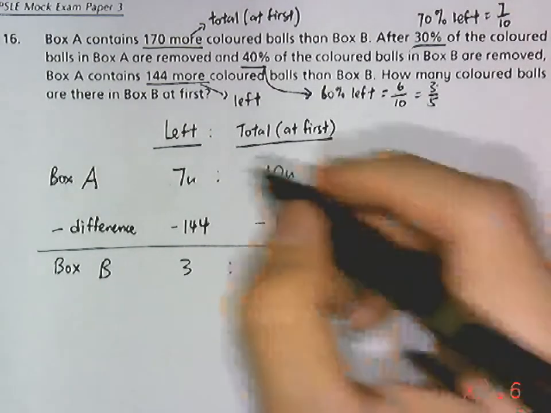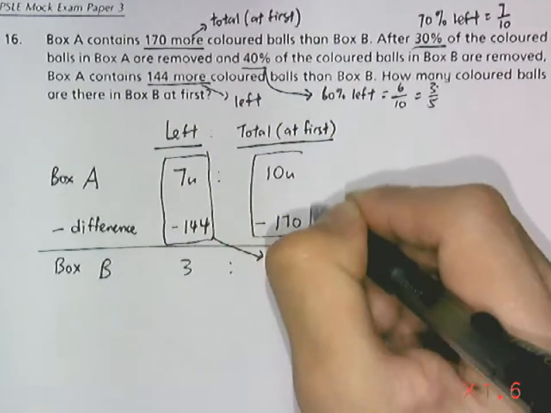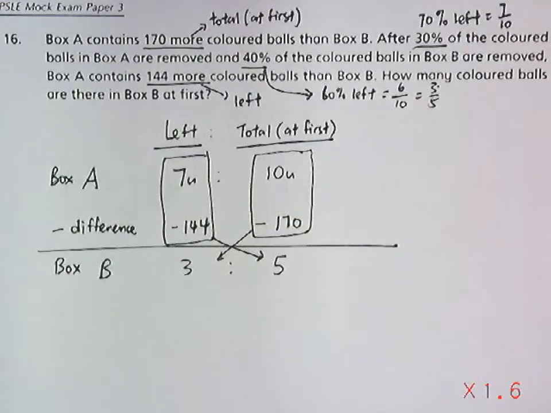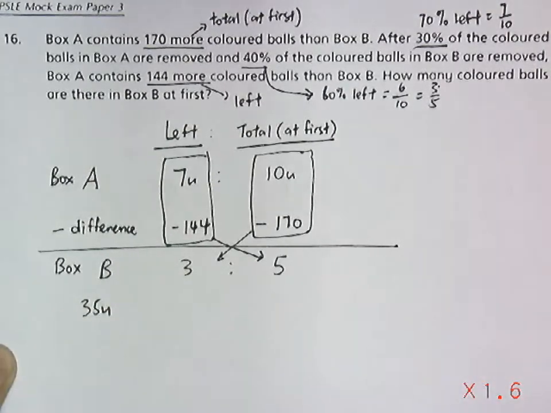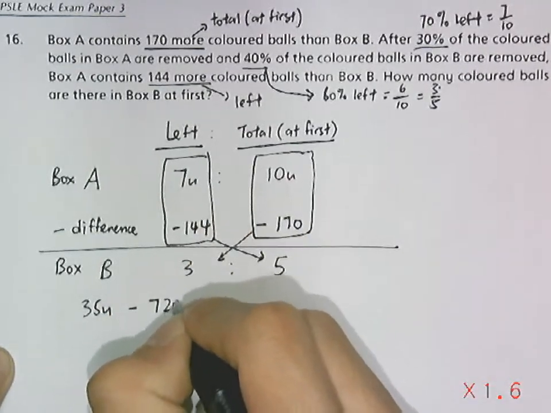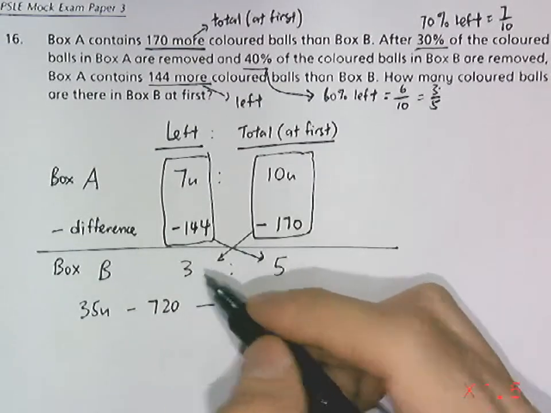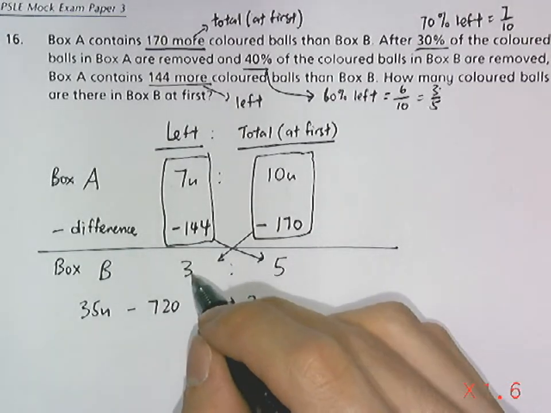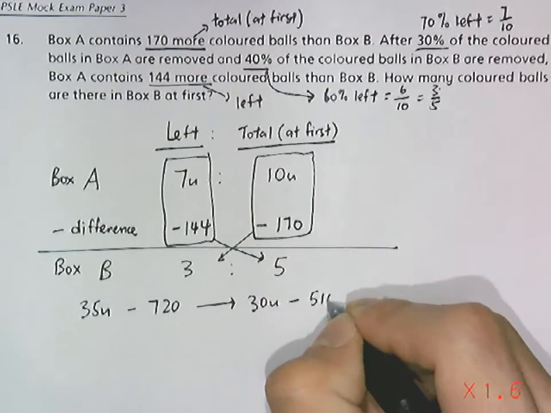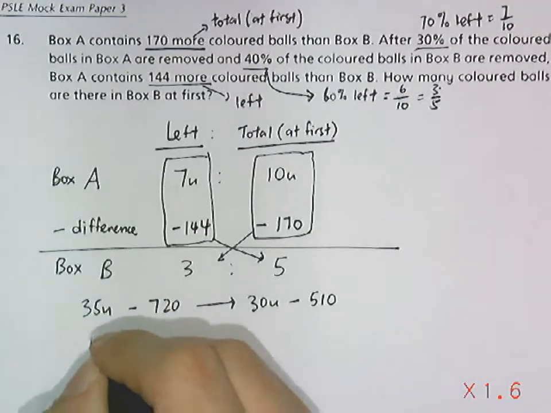So we can cross multiply now. 7 times 5, 35 units. 144 times 5, 720. 10 times 3, 30 units. 170 times 3, 510. So find the difference, 5 units.